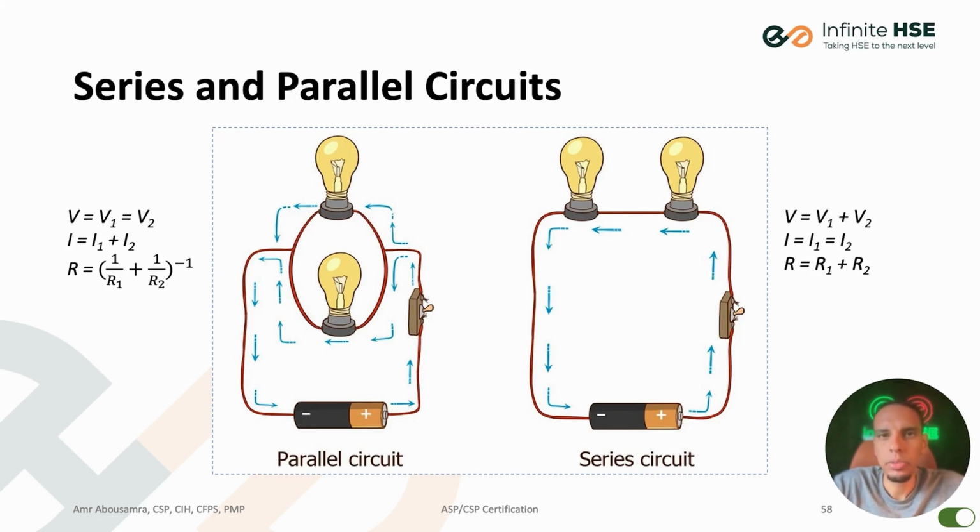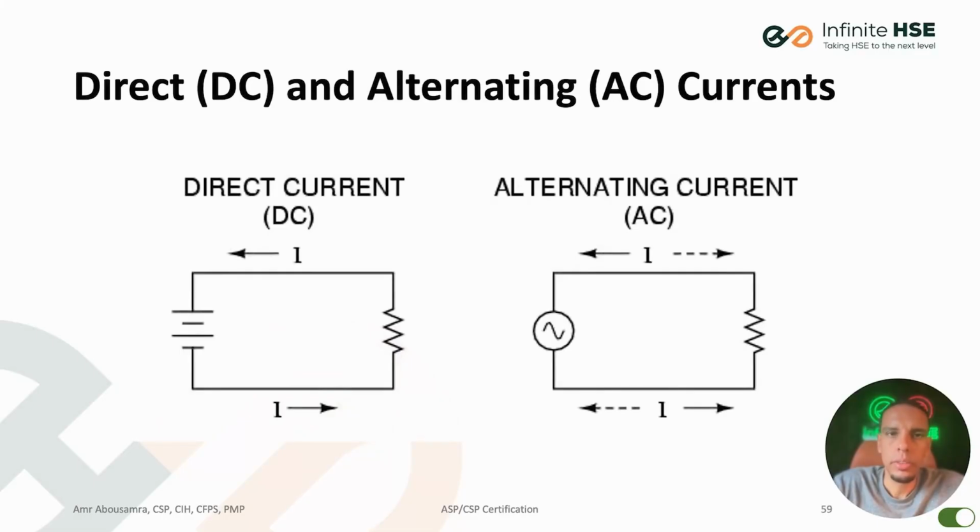So that's the difference between series and parallel wiring. There are also other points to consider. Direct current, or DC, and alternating current, and the difference between them is simple. With DC, or direct current, the current flows in one direction. As we can see, the current I moves continuously in the same direction. On the other hand, alternating current flows in both directions. That means the current can flow from this side or from that side.